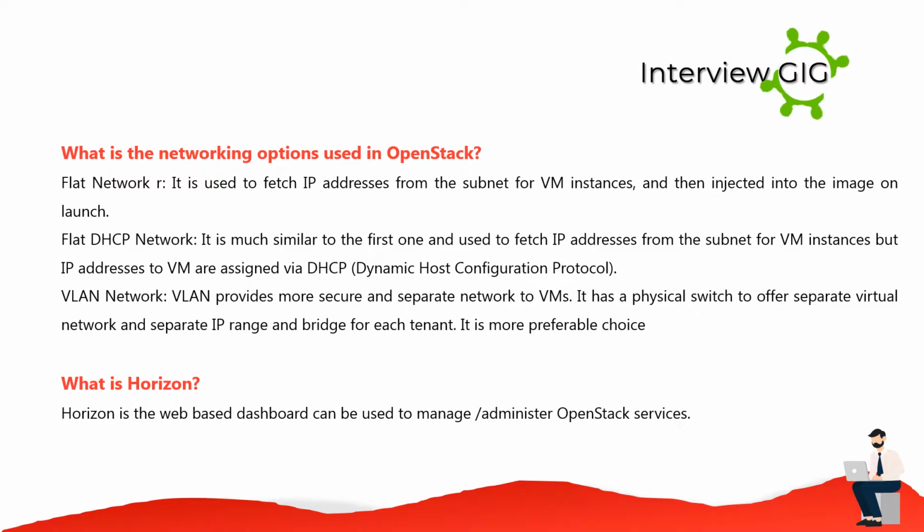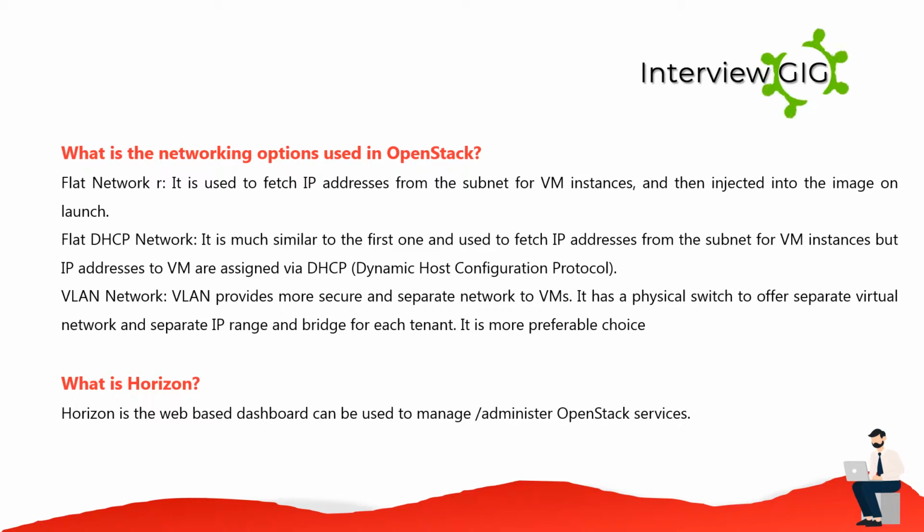What are the networking options used in OpenStack? Flat network: it is used to fetch IP addresses from the subnet for VM instances, and then injected into the image on launch. Flat DHCP network: it is much similar to the first one and used to fetch IP addresses from the subnet for VM instances, but IP addresses are assigned to VMs via DHCP, Dynamic Host Configuration Protocol.